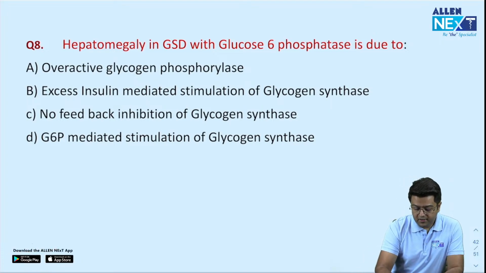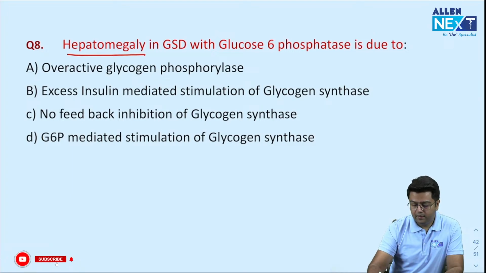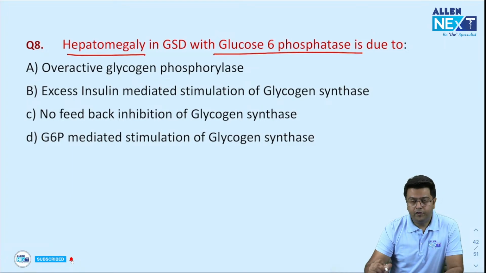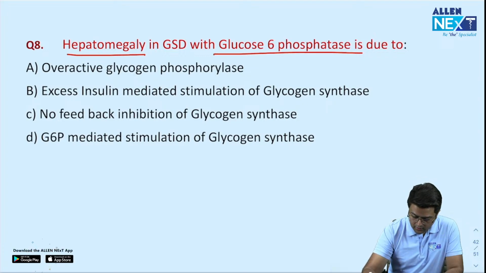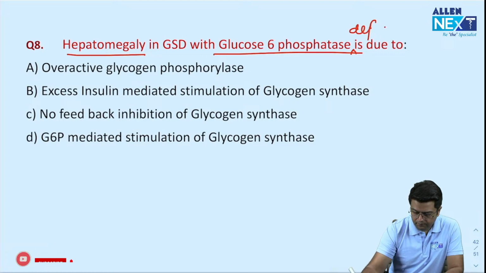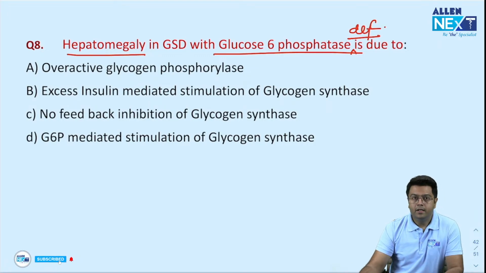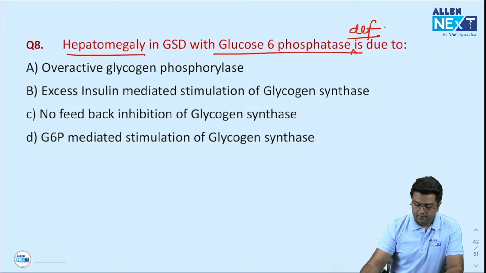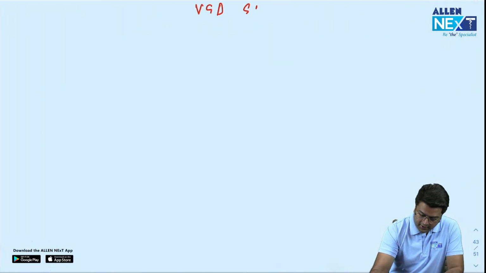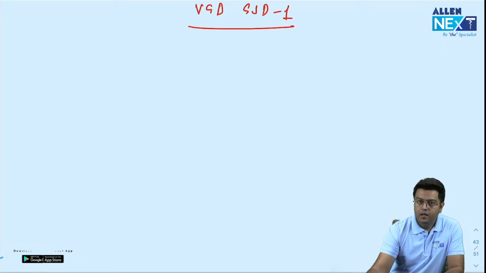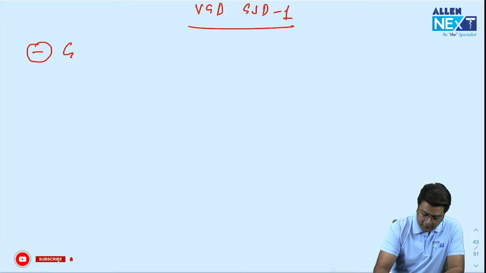Okay. So why is there hepatomegaly in glucose 6-phosphatase deficiency? Hepatomegaly in the GSD with glucose 6-phosphatase deficiency, right? So what is the answer? Guys, see, it is von Gierke's disease. So in von Gierke's disease, that is GSD type 1, what happens is that there is a deficiency of the glucose 6-phosphatase enzyme.